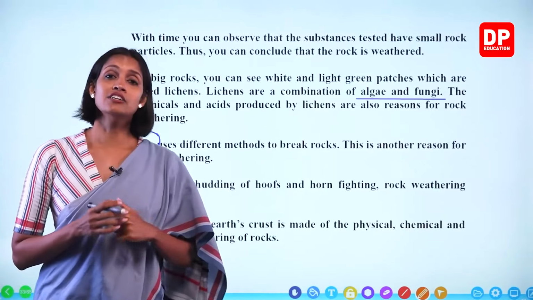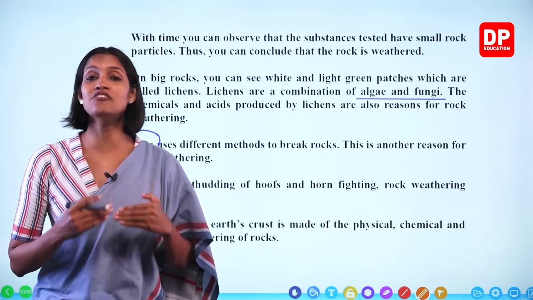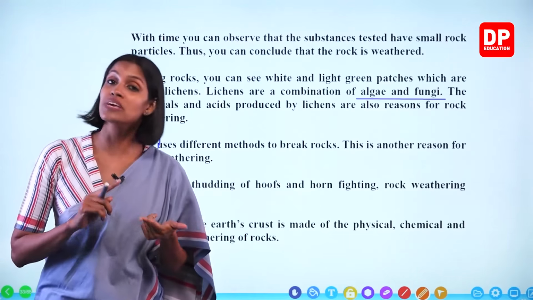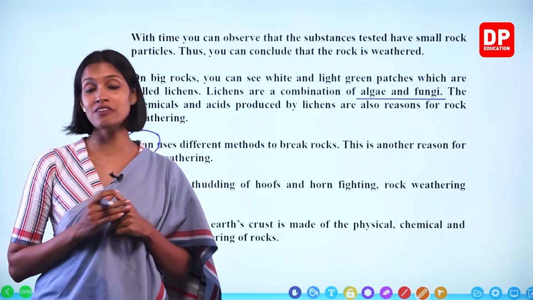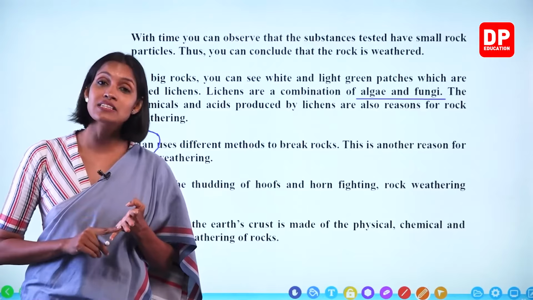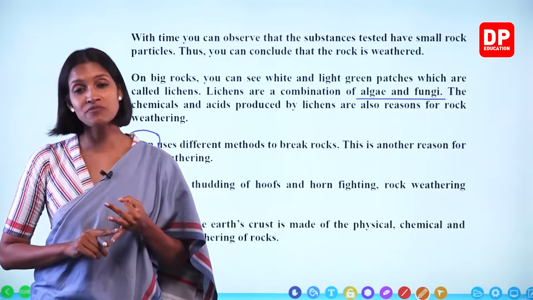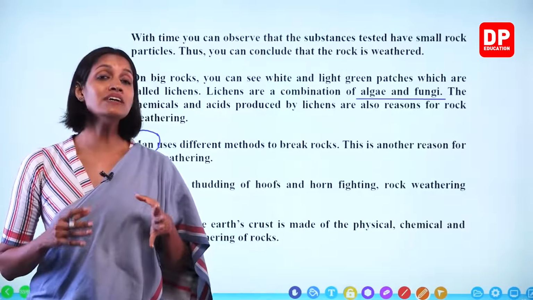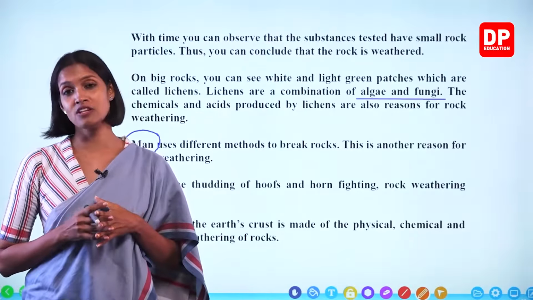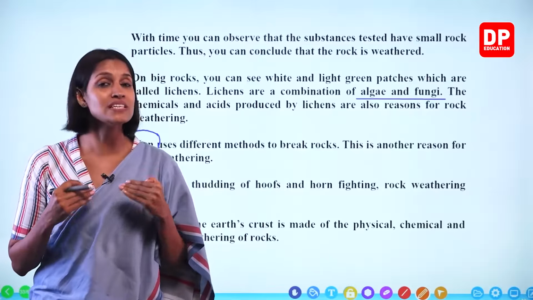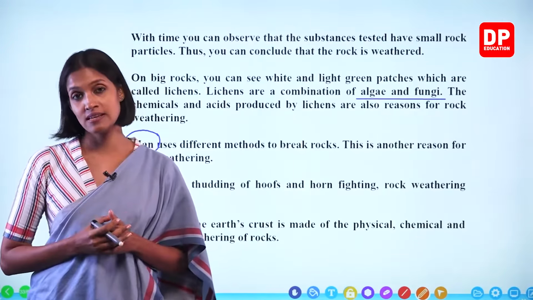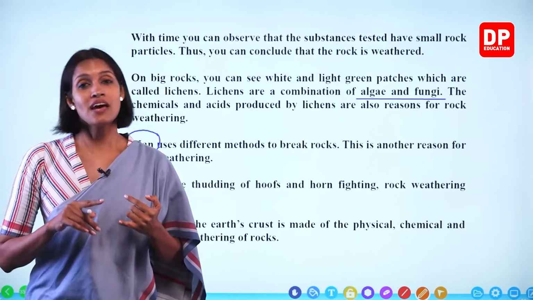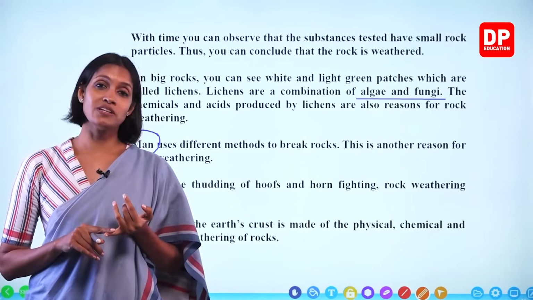So here, under rock weathering, we learned that there are 3 different types of rock weathering. Physical or mechanical weathering takes place because of heat, water or rainwater specifically, and also because of wind. The second method is chemical weathering, which takes place basically because of acid rains. Biological rock weathering takes place because of plants, animals, and even microorganisms.